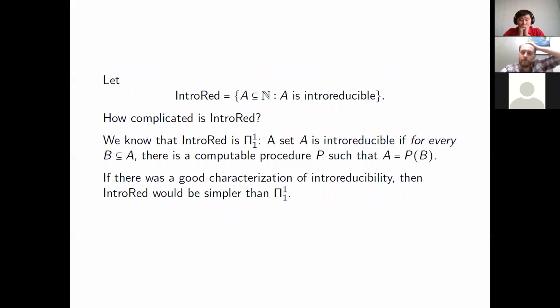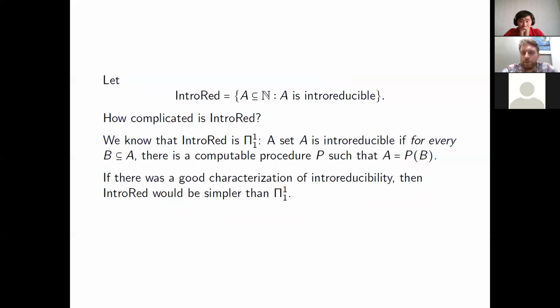So how do we solve this kind of problem? We say, okay, let's look at the set of all introreducible sets. How complicated is this? We know it's Pi^1_1. A set is introreducible if for every infinite subset B of it, there is a computable procedure P that produces back A. This "for every B" is a quantifier over infinite subsets, so it's one of these quantifiers that puts you above the Borel hierarchy. It makes you Pi^1_1.